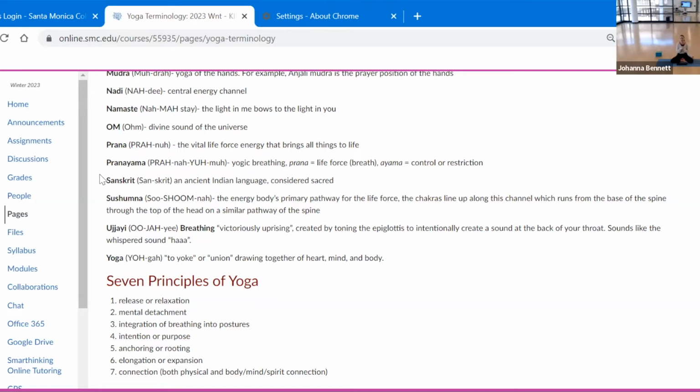And its definition is rooted in what's called yuj, and it's this idea of tying something together or bringing it into a union. And so in this case, there are many ways we're trying to yoke or become one with the universal consciousness and our individual consciousness. Another way to express it is to say that we are drawing together the mind, the body, and the heart into sort of a cohesive dialogue.